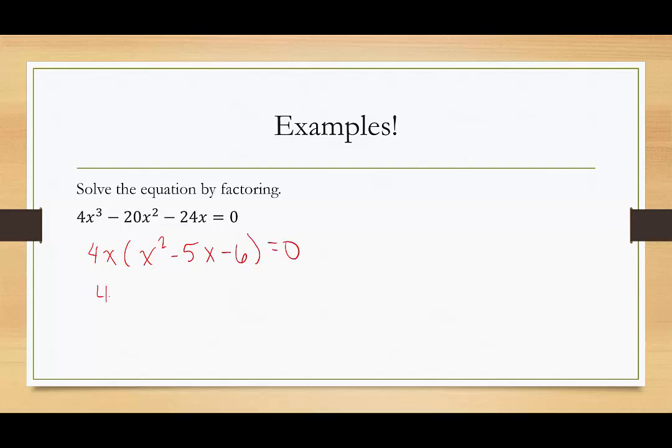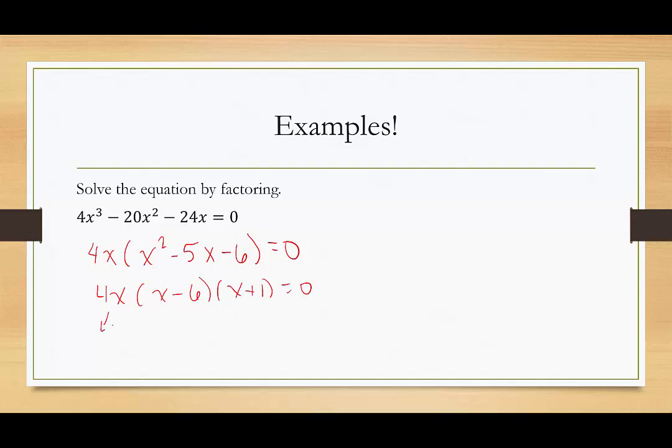Now we want to factor the trinomial, so x squared minus 5x minus 6. The target product is negative 6. The target sum is negative 5. Two things that multiply to negative 6 and add up to negative 5. You have to be careful here because 3 and 2 add up to 5, or negative 3 and negative 2 add up to negative 5, but they don't multiply to negative 6, they multiply to positive 6. So don't be thrown off by the 2, 3. It's going to be negative 6 and positive 1. So this will factor into x minus 6 and x plus 1.